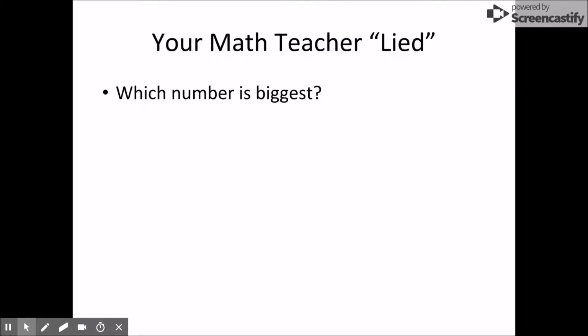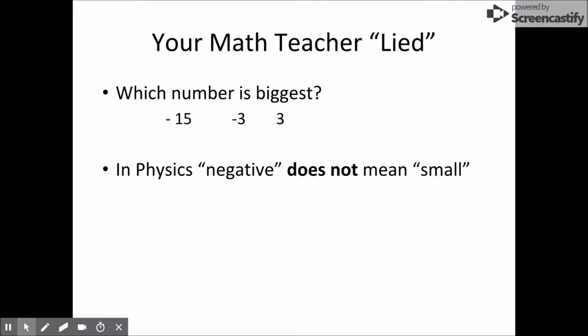Which of these following numbers is biggest? I'll give you a second. Now, in physics, negative does not mean small. And if we think about it that way, it becomes clear that the biggest number is in fact negative 15. Most of us think big and we think highest number. 3 is the highest number, but it's not the largest number. Negative is the opposite direction, as I mentioned before. So the negative 15 would imply 15 boxes in a different direction than the 3.